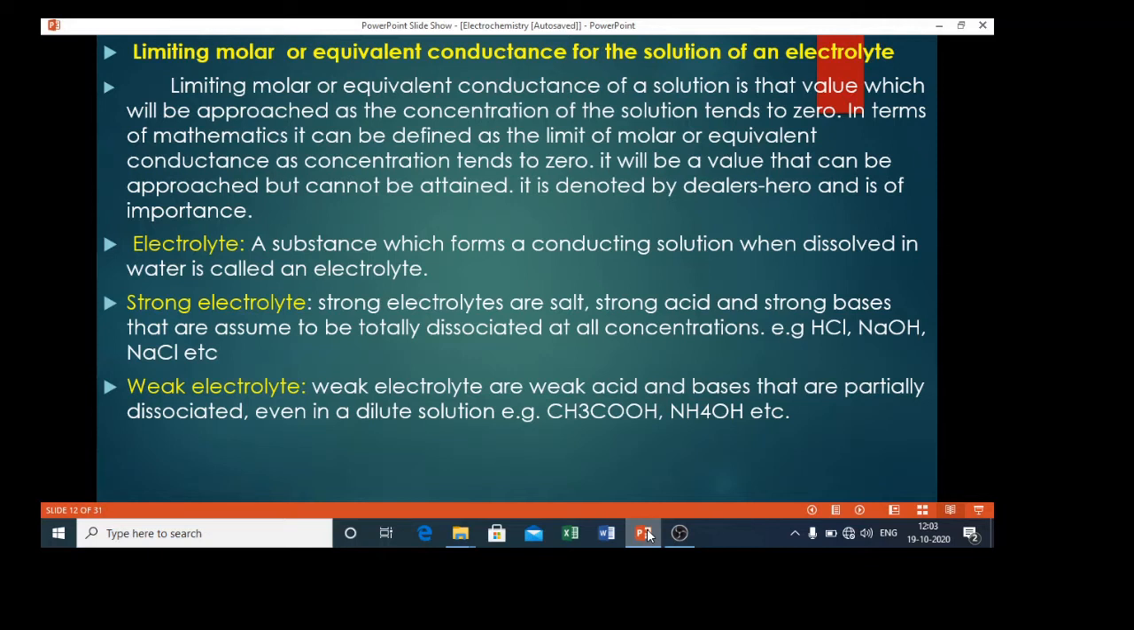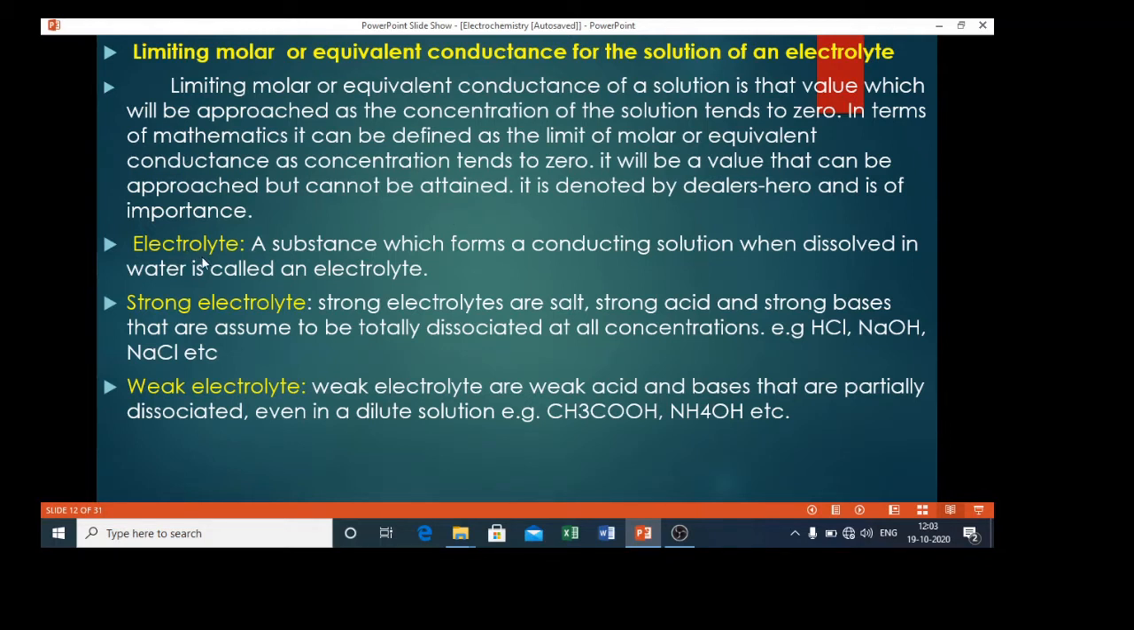In terms of mathematics, it can be defined as the limit of molar or equivalent conductance as concentration tends to zero. It is a value that can be approached but cannot be attained. And it is denoted by lambda 0, infinity.